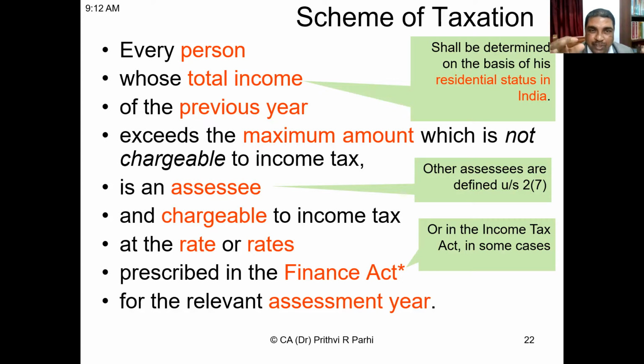And we have also understood that if you want to compute total income, we have to refer to the residential status. And we'll be learning the exact meaning of assessee in section 2, clause 7. And there are some rates which are prescribed in the Income Tax Act also. Having understood this, now we need to first of all understand these terms which were there in the red color form.